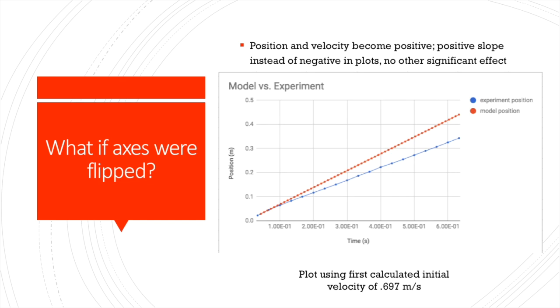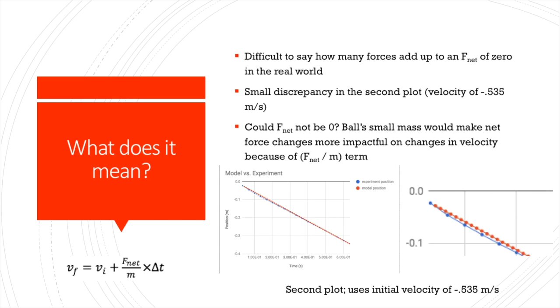The predicted model generated by my GlowScript code contains ideal conditions. These conditions are nearly impossible to replicate in the real world. Lots of interactions of the ball with its surroundings are at play here, such as air resistance, friction with the table, and the possibility of the table being uneven. In reality, it is difficult to say how many forces add up to a net force of 0.